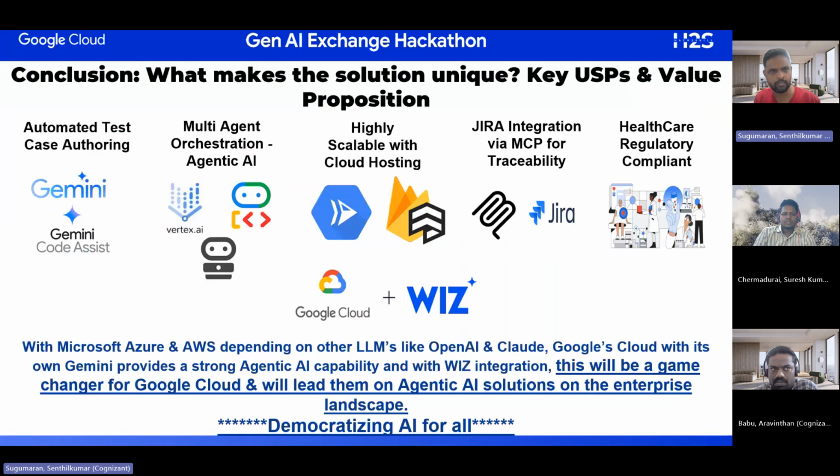To close, the key USP for our application is that the entire test case authoring is done via Gemini, and Gemini Code Assist is being used. Your multi-agentic orchestration is done via Agentic AI, Vertex AI, and ADK, and the entire hosting is done in Cloud Run and Firestore. We have the integration done via MCP into the Jira API, and all the healthcare regulatory content is also included. With Wiz coming into play, combining all of this is definitely going to be a game changer. Especially since Microsoft Azure and AWS depend on other LLMs like OpenAI and Claude, whereas Google has its own proprietary Gemini LLM. That is the game changer part of it.